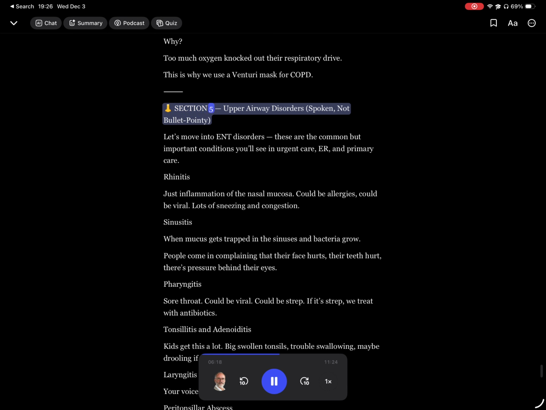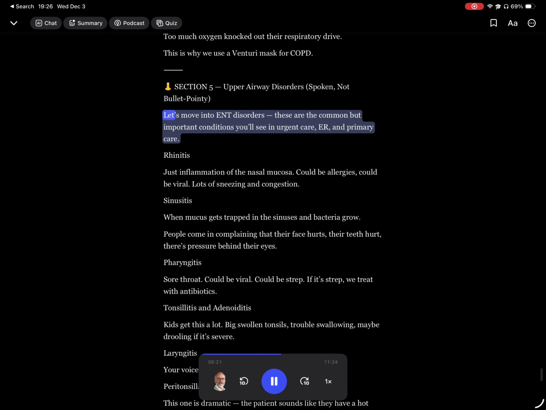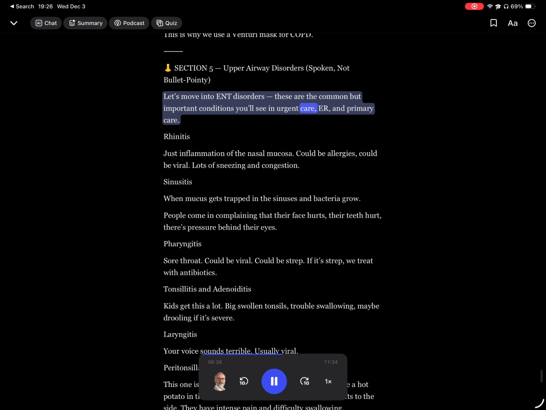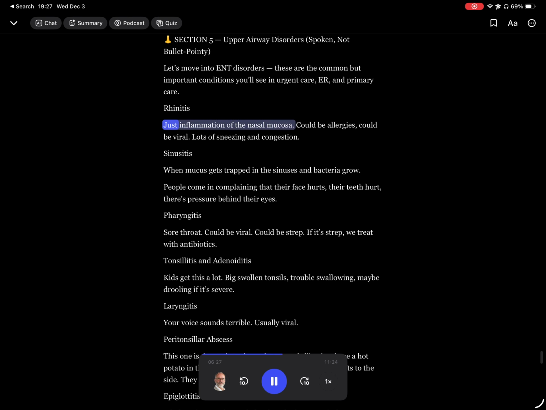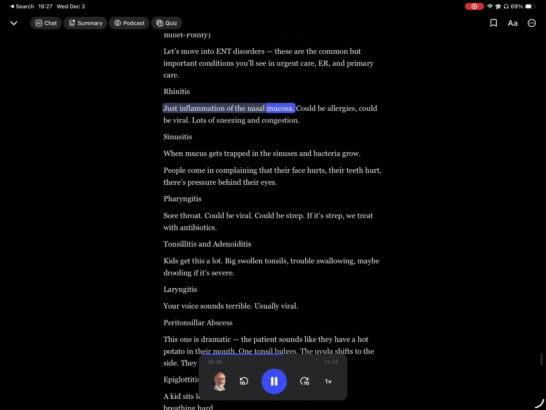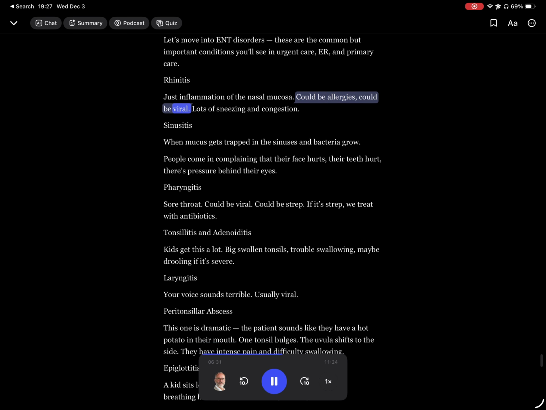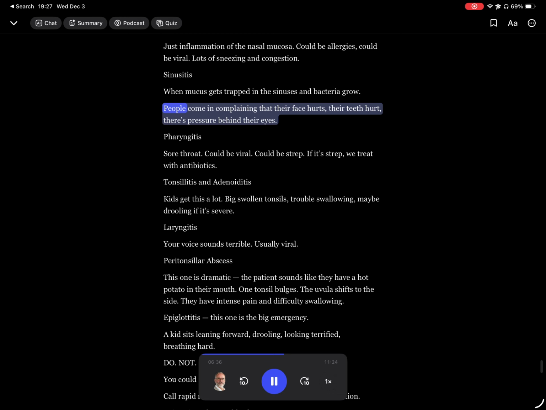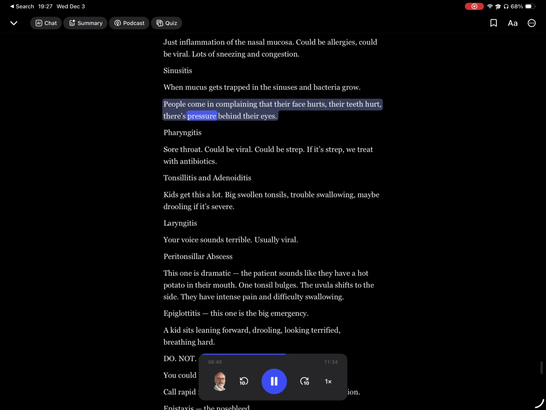Section 5. Upper airway disorders. Let's move into ENT disorders. These are the common but important conditions you'll see in urgent care, ER, and primary care. Rhinitis, just inflammation of the nasal mucosa. Could be allergies, could be viral, lots of sneezing and congestion. Sinusitis. When mucus gets trapped in the sinuses and bacteria grow. People come in complaining that their face hurts, their teeth hurt, there's pressure behind their eyes.